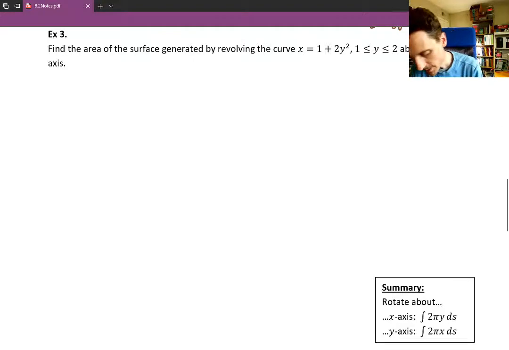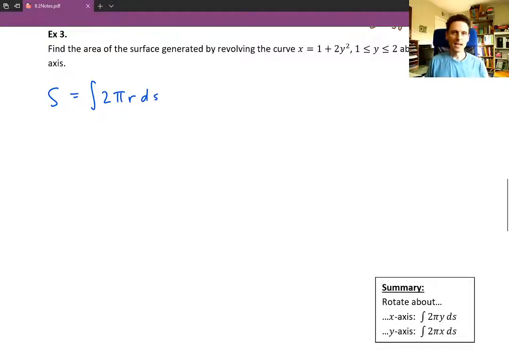We're going to launch right into the surface area formula. So that's going to be the integral of 2 pi r ds. Again, it's the surface area, it's the circumference of the circle times a little infinitesimally small piece of the arc, ds. We're adding up all of those to cover the entire surface area.